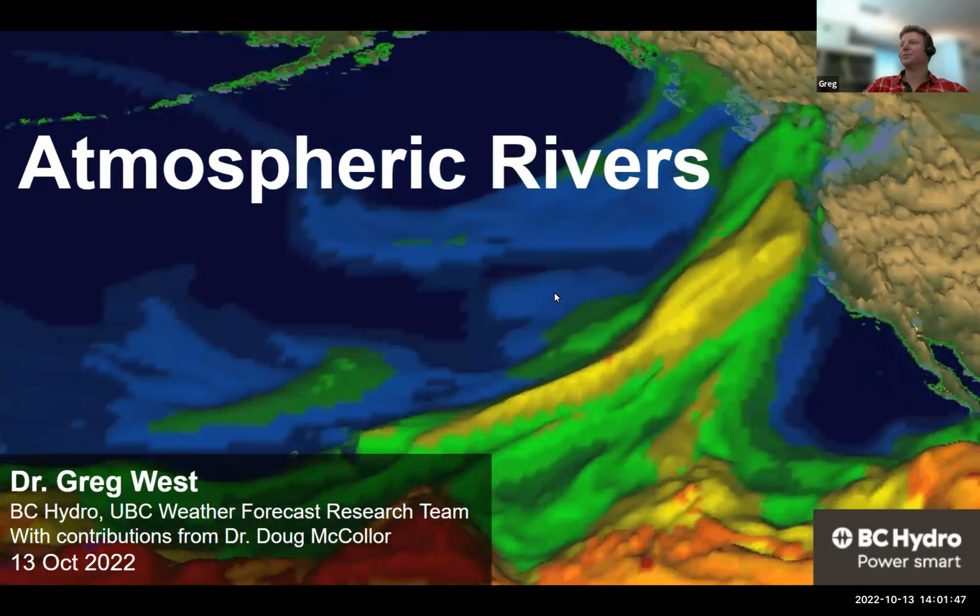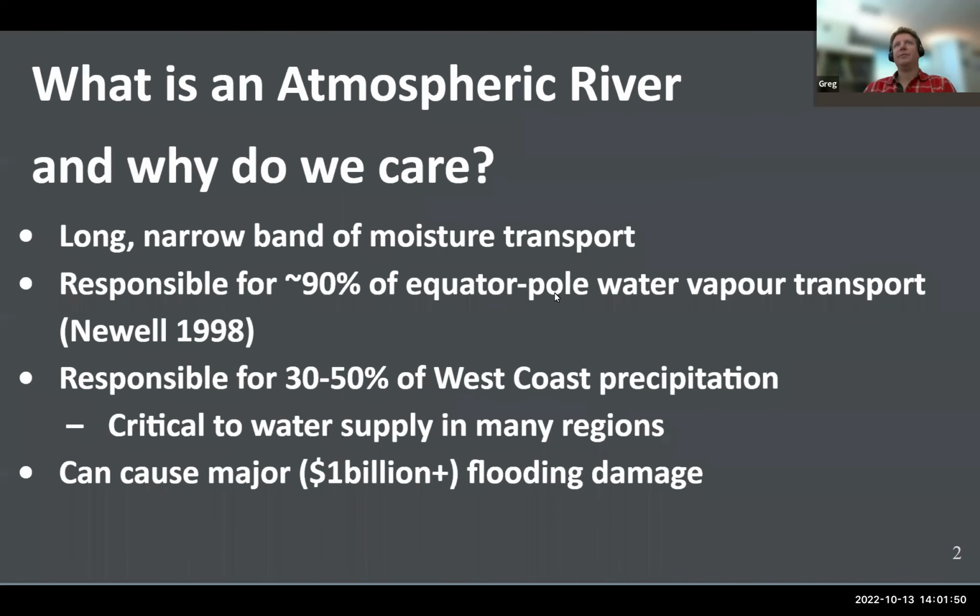So, all right, first off, what is an atmospheric river and why should we care about them? So these are long, narrow bands of moisture transport in the atmosphere. They're responsible for about 90% of the equator to pole water vapor transport. And they're also responsible for about 30 to 50% of Western North America precipitation, which makes them critical to water supply in many regions, and obviously, especially towards the Southwest US, water supply is a very important topic.